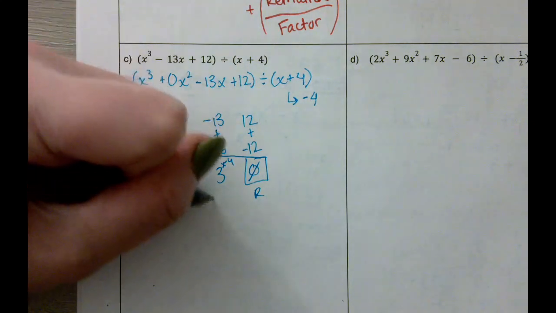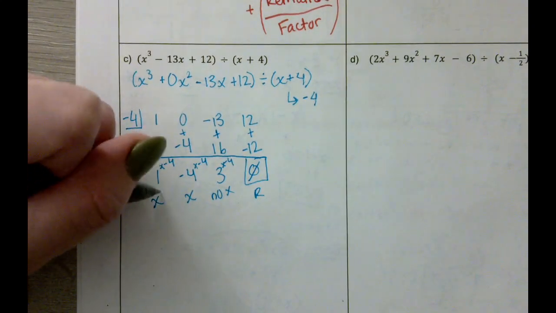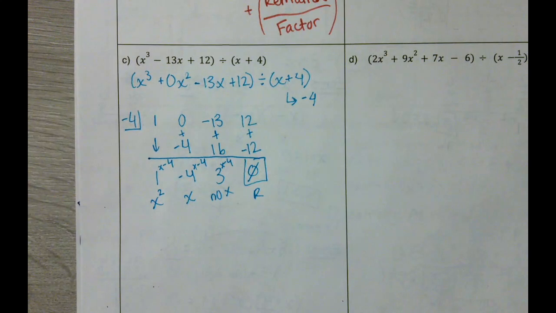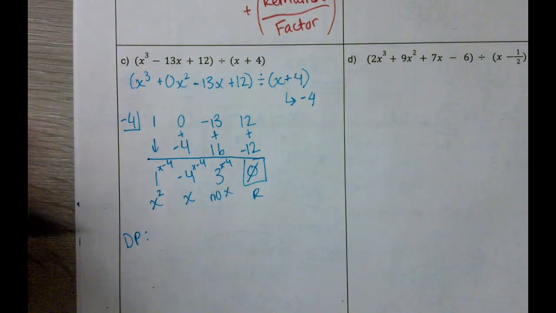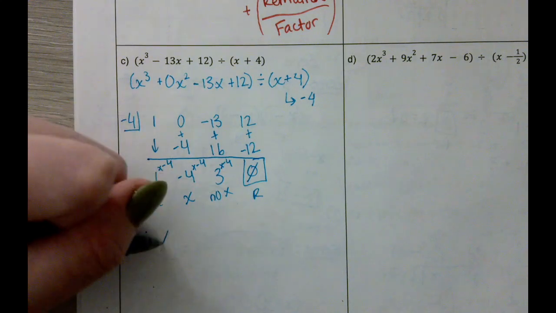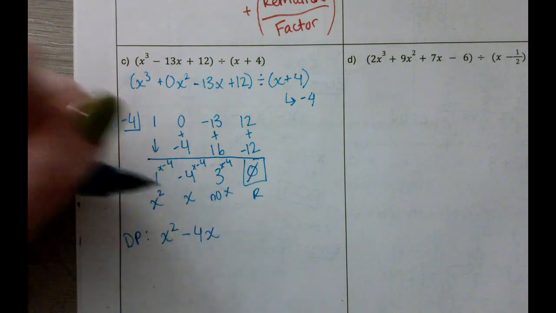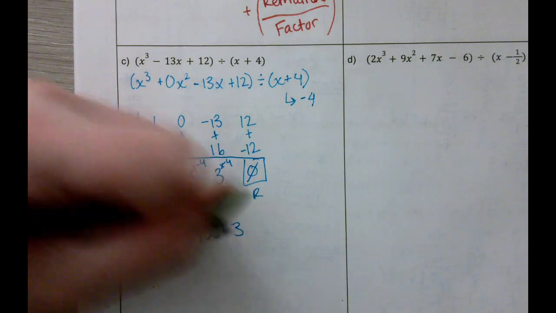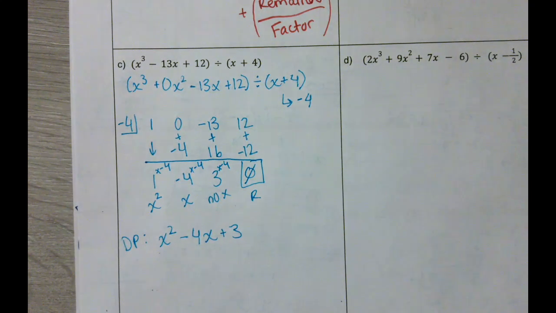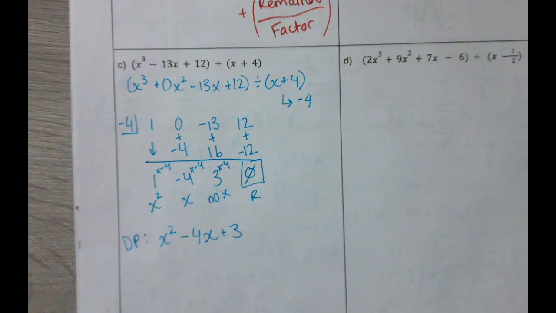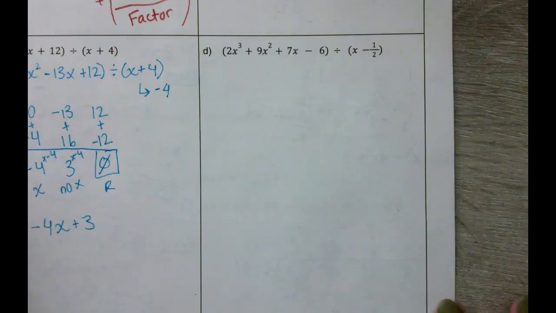Remainder, no x, x squared. So then my DP, my depressed polynomial, 1x squared, just x squared, minus 4x plus 3. No x on that. And then since this remainder is 0, we could technically go further, but we're going to stop there. Since the remainder is 0, you don't have to include it. Last one.